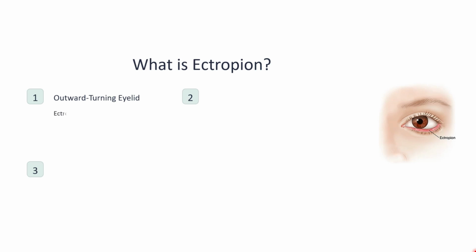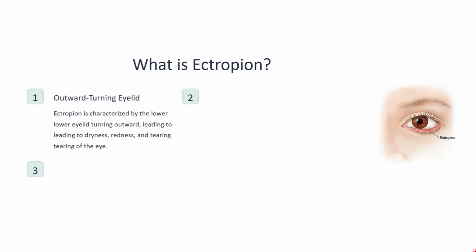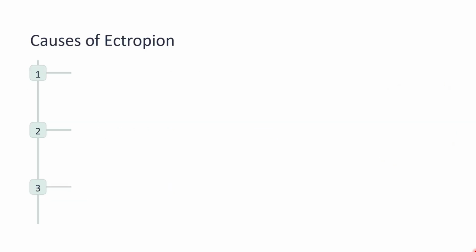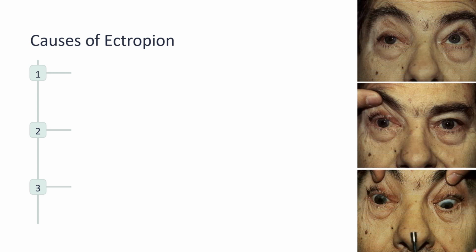Due to the lid margin turning outside, the inner surface of the eyelid is exposed, and due to the exposure, it becomes more sensitive to irritation. If we are talking about the causes, the most common cause of ectropion is old age, mostly 60 years plus. Ectropion most commonly affects the lower lid. It can be mild or severe.